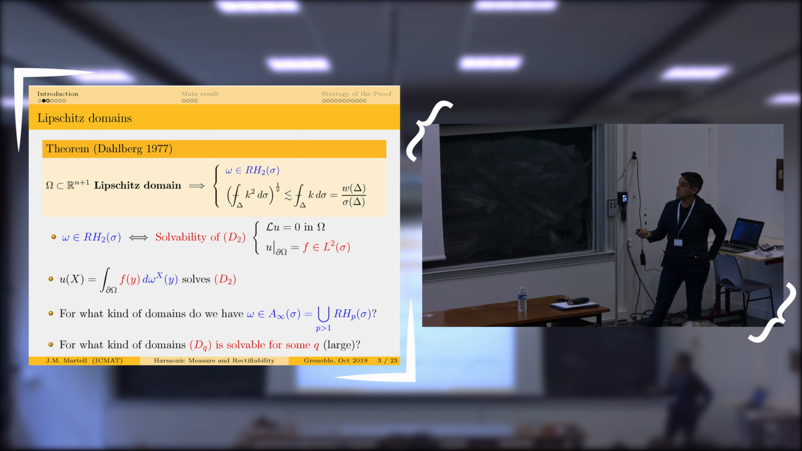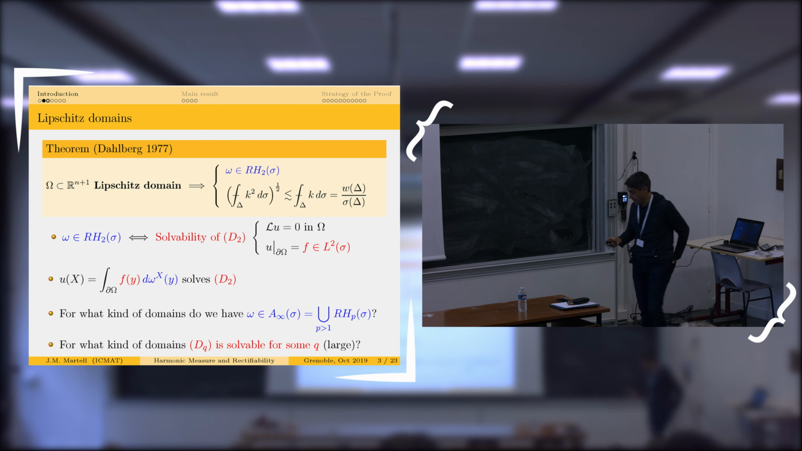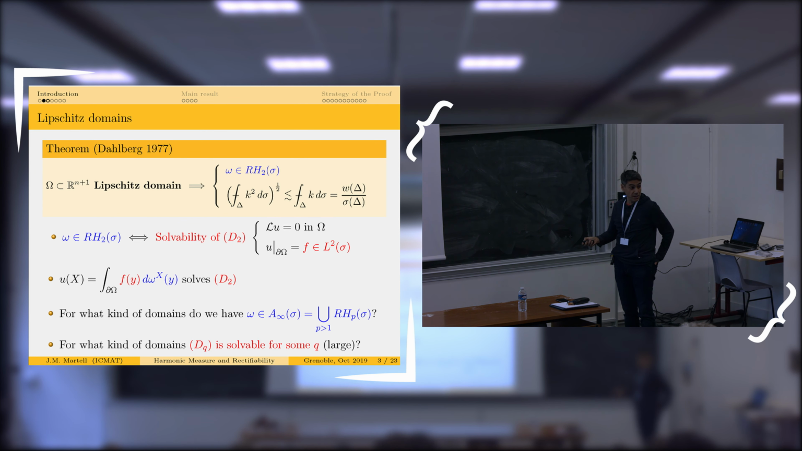Okay, so the next step consists in looking for more general domains on which you no longer have the exponent 2, and maybe you have something of the form 1 plus epsilon, slightly bigger than 1. Of course, by Jensen, this inequality is easier when the exponent goes close to 1. The way I understand A-infinity of sigma is as the union of the reverse Hölder p classes, and the definition is the same, I just replace 2 by p. And then I can write this in terms of solvability.